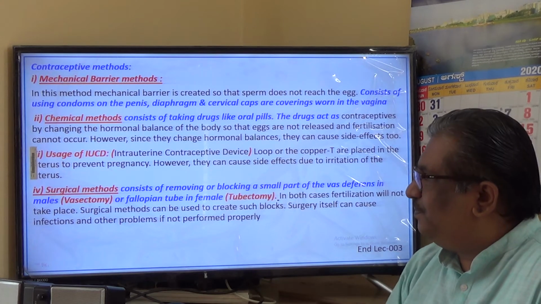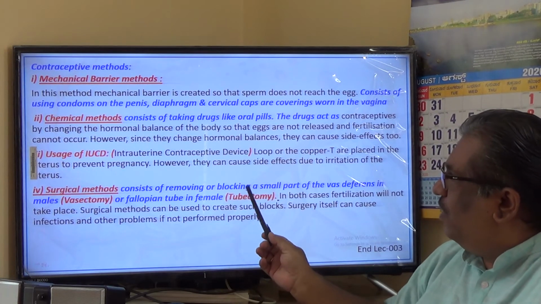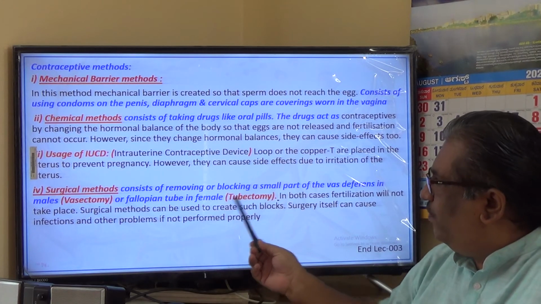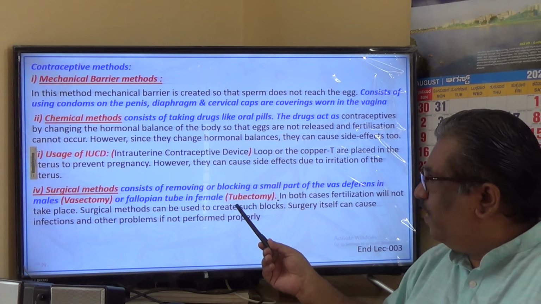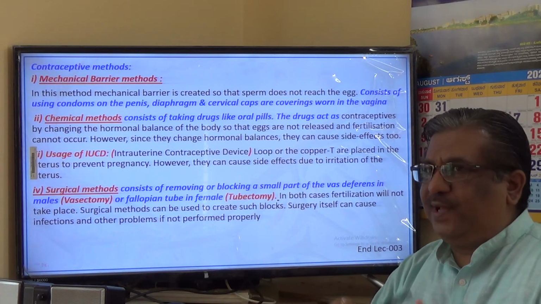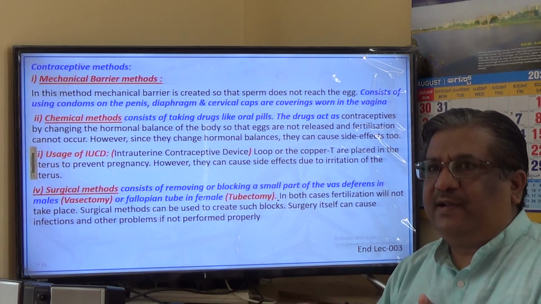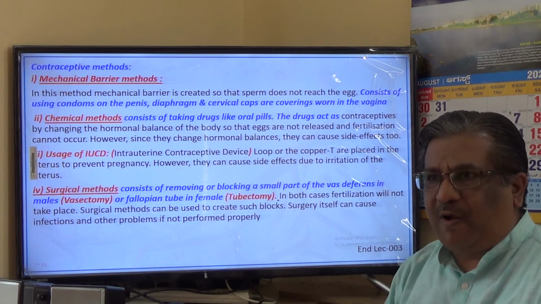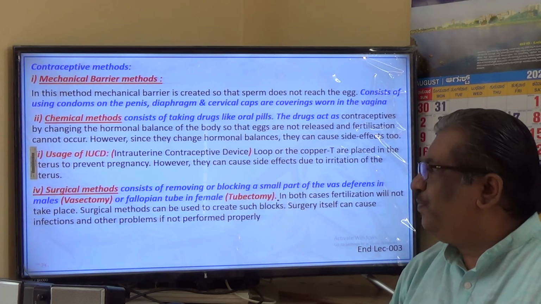Next is surgical methods. These involve either blocking or removing a small part of the vas deferens, which is called vasectomy, or of the fallopian tube in females, which is called tubectomy. If a woman undergoes tubectomy, part of the fallopian tube is cut or blocked by surgical means, so that the eggs will not be able to move through the fallopian tube and enter the uterus. The sperm does not meet the egg and fertilization cannot take place. Therefore, pregnancy can be avoided.